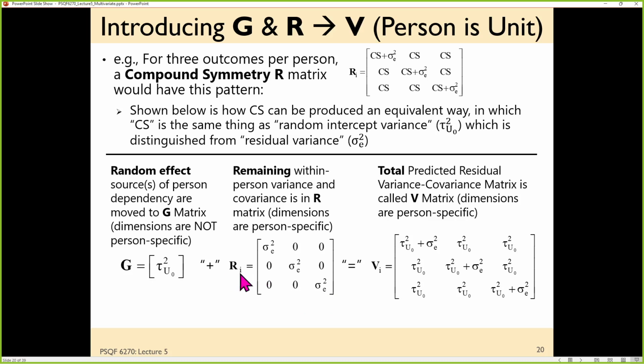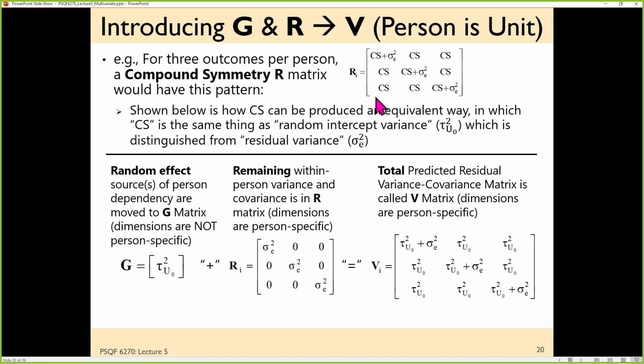So these two matrices get put back together again into a combined version that's called V. And note that I have plus and equals in quotes here because I know this doesn't work for matrix multiplication, but just bear with me. If you take this random intercept variance, this U term right here, and just stick it everywhere in this R matrix, you end up with V over here.